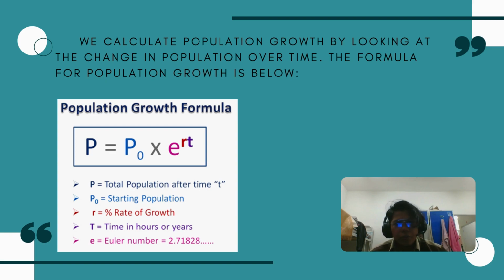P equals the total population after time T. P0 equals the starting population, R equals the percentage rate of growth, T equals time in hours or years, E equals Euler's number or exponent.